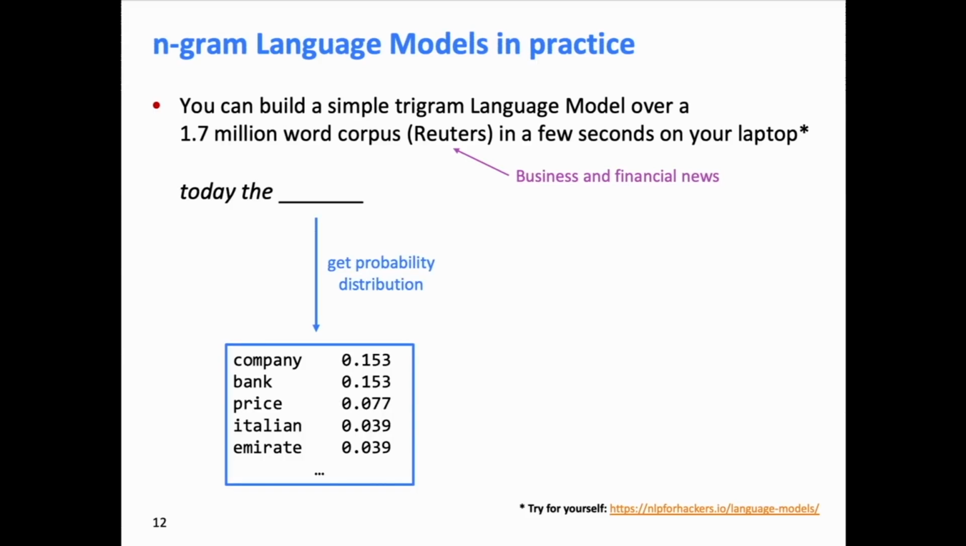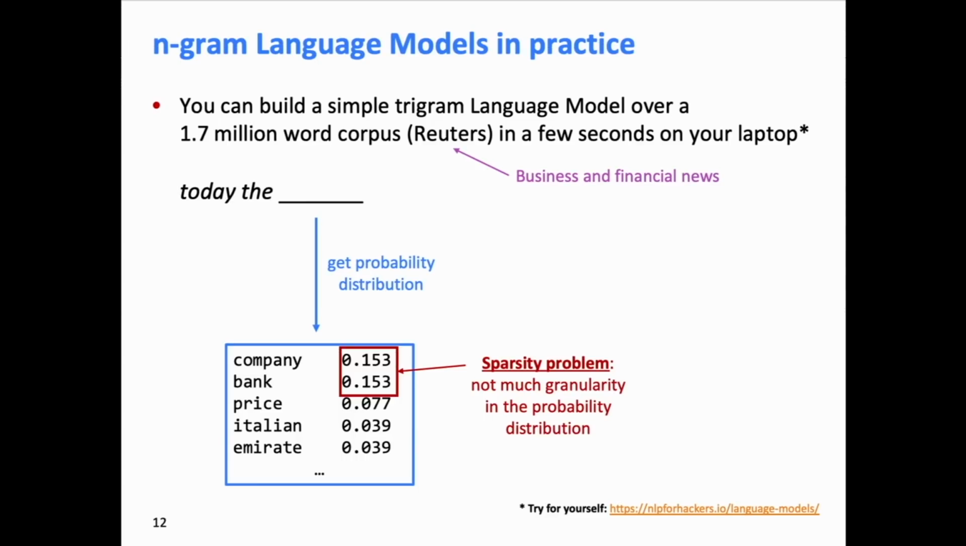I gave it the context of the bigram today, the, and then I asked the trigram language model what word is likely to come next. The language model said that the top next most likely words are company, bank, price, Italian, Emirate, etc. So already just looking at the probabilities assigned to these different words, you can see that there's a sparsity problem. For example, the top 2 most likely words have the exact same probability.